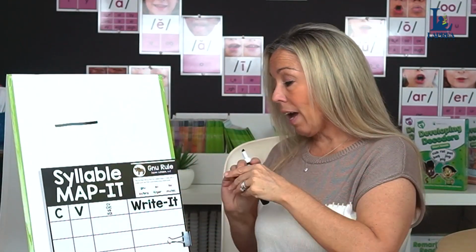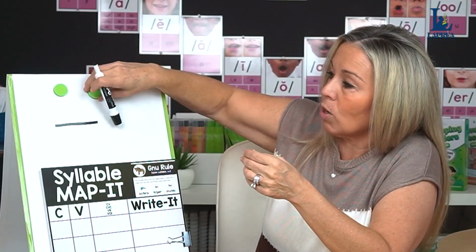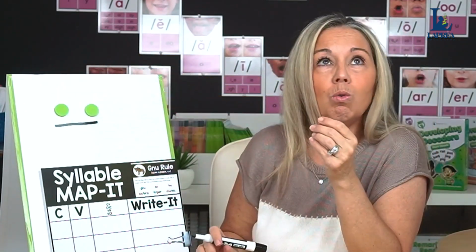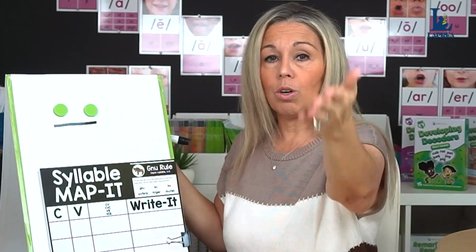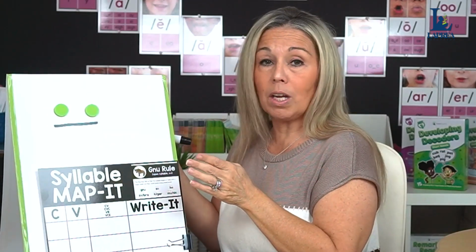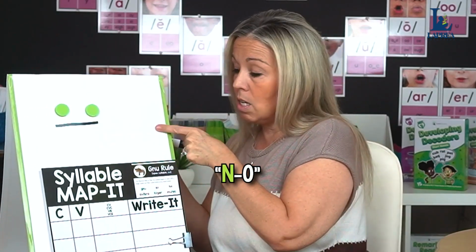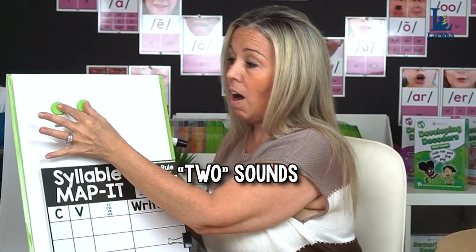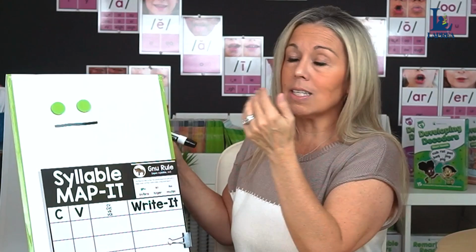And again, I love mapping words with discs because it just gives students a more tactile approach to matching the sounds to the letters. Let's say the word no. Let's tap out the sounds or phonemes in the word no. N-o. Do it again. N-o. Two sounds. I've got two discs. Now let's push up each disc and say the sound.